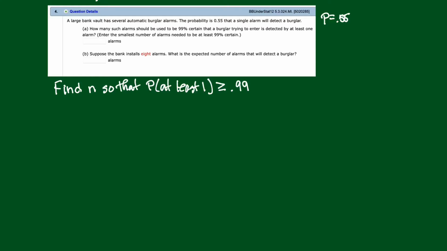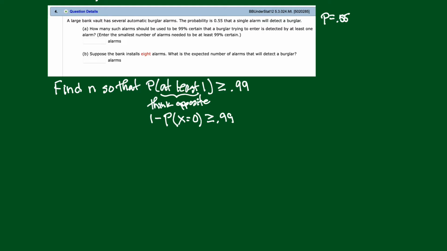Now to find n so that at least 1 is greater than or equal to 0.99, whenever I see "at least," I think opposite. Usually works a little bit faster for me that way. And as soon as you think opposite, you need a 1 minus. All right, so 1 minus. Now, what is the opposite of at least 1? Well, the opposite of at least 1 is none, right? X is 0. And I want this to be greater than or equal to 0.99.